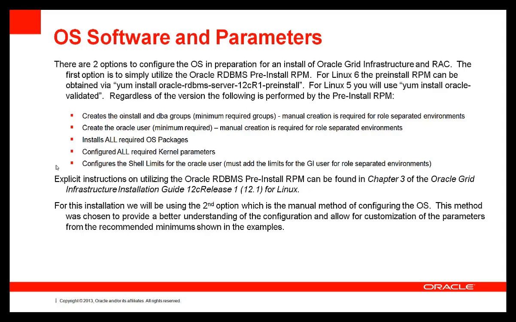For Linux 6, the pre-install RPM can be obtained via Yum, and it is named oracle-rdbms-server-12cR1-preinstall. For Linux 5, you will use the oracle-validated RPM. Regardless of the version, the following is performed by this pre-install RPM.